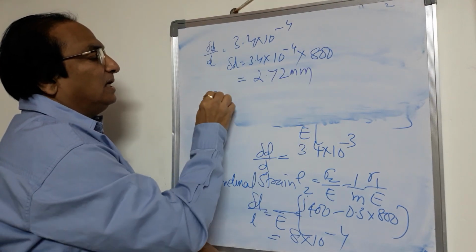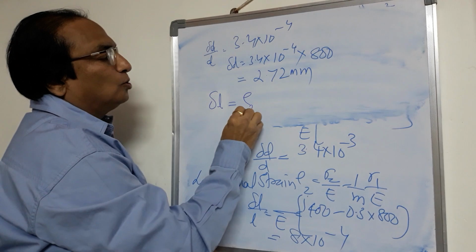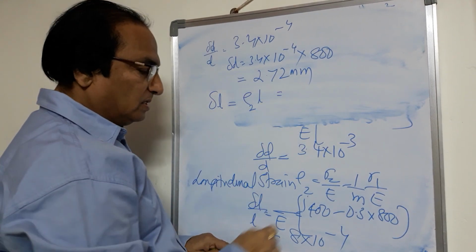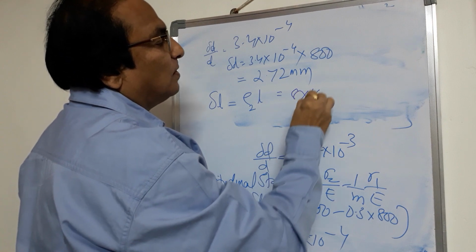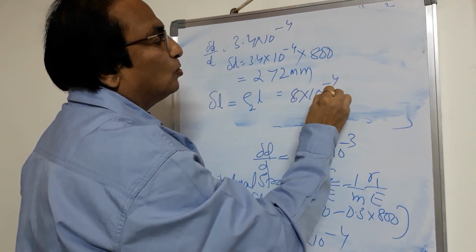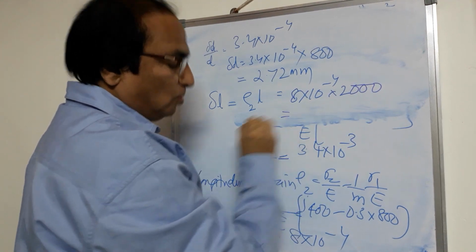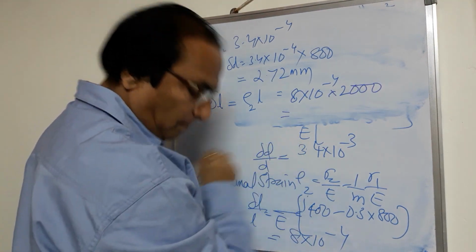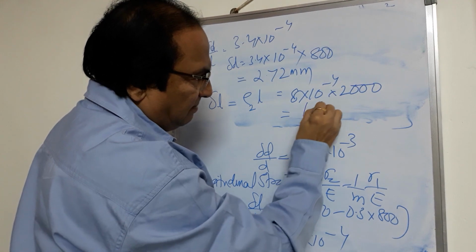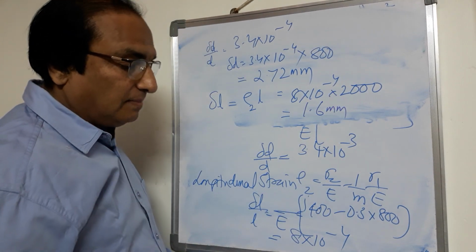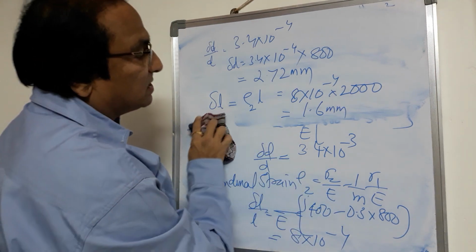Similarly, change in length is given by E2 into the original length. You know the value of E2 is 8 into 10 to the power of minus 4, and the original length is 2 meters, so convert it into mm. So delta L will be equal to 1.6 mm. On the same lines, you can go for the volumetric strain.